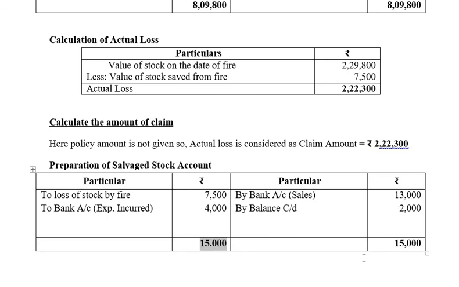So check the difference amount. How much is the difference amount? 7,500 plus 4,000 is 11,500. The difference amount is 3,500 rupees. So what is the difference amount? 3,500. The 3,500 is nothing but to profit and loss account, profit on sale of salvage stock. Profit on sale of salvage stock is the balance figure.